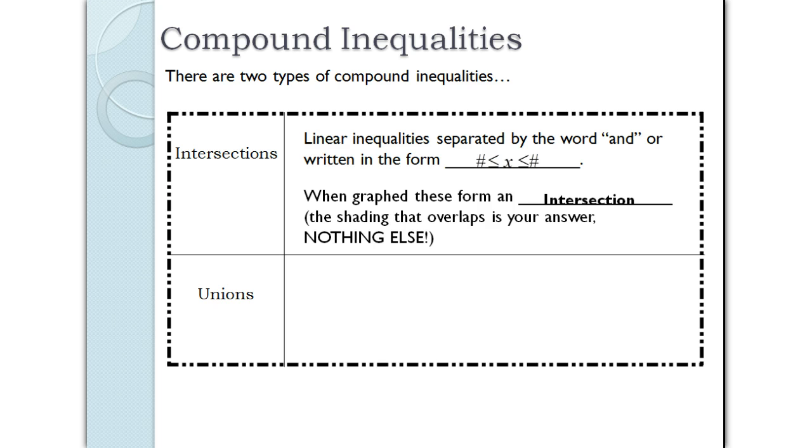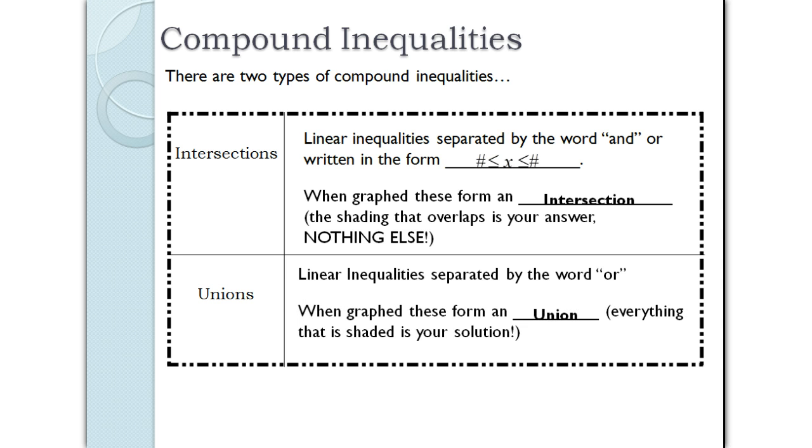You'll follow the same rules as you followed yesterday as far as your open and closed circles and your shading rules go. However, when we talk about an intersection, only the shading that overlaps will be your solution, nothing else. So that is very important to remember about your intersections. When we talk about unions, you're going to see the word or being used. When we graph these, any compound inequalities, a union will form. Anything that is shaded on that number line is your solution. You do not have to worry about anything overlapping.